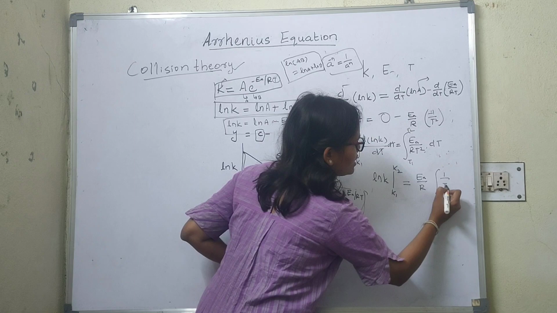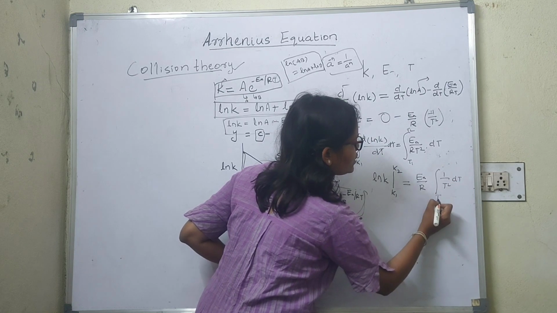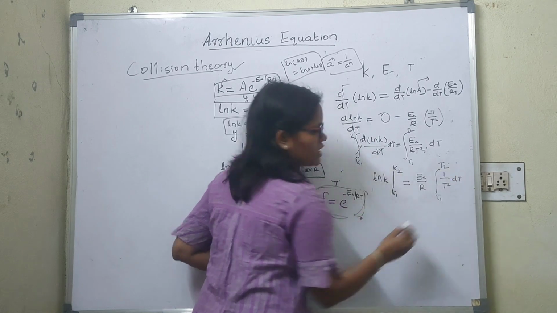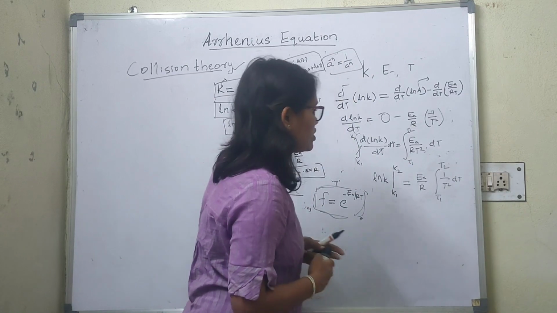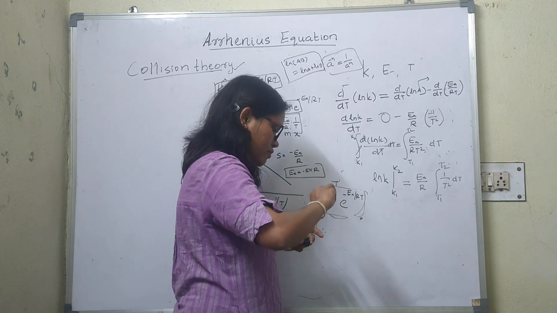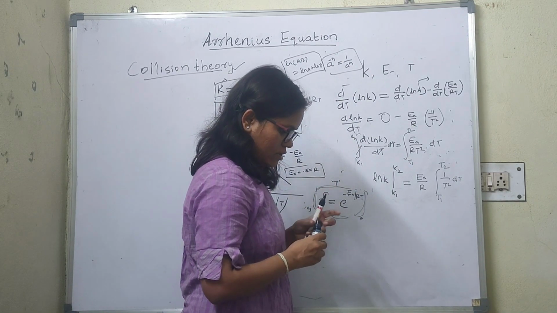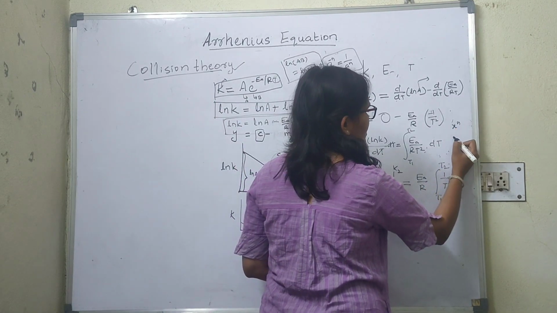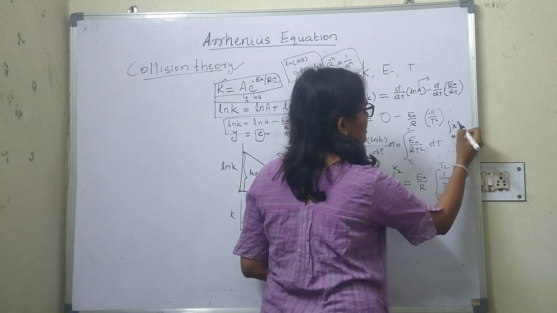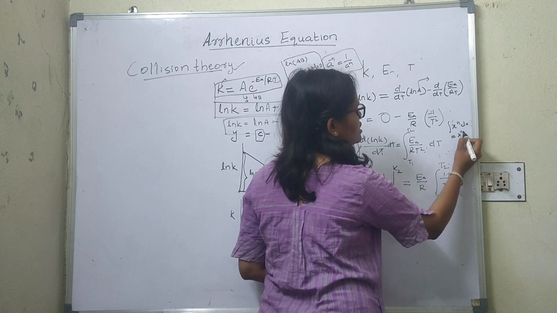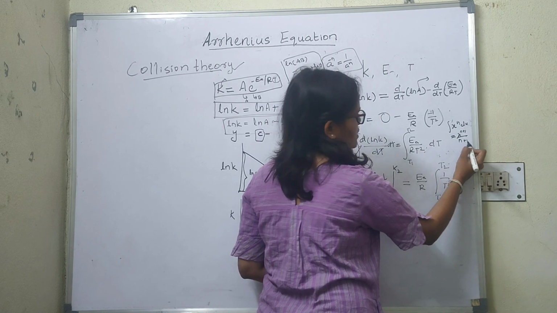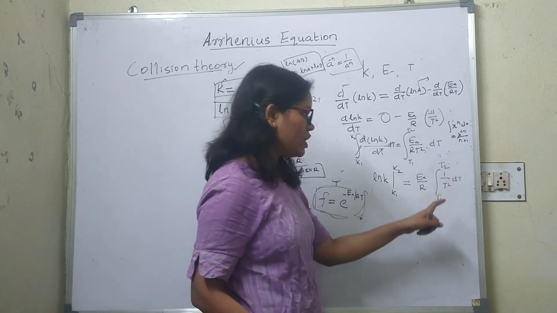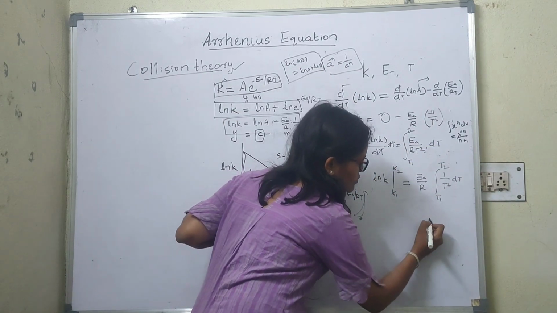1 by t square into dt. I need to integrate it between the limits t1 and t2. So what is the integration of 1 by t square? We know that the integral of x power n dx is equal to x power n plus 1 by n plus 1. So we are going to use this formula to get the integral of 1 by t square.